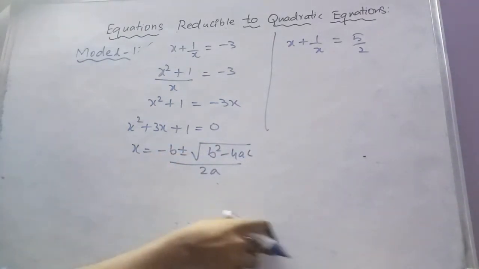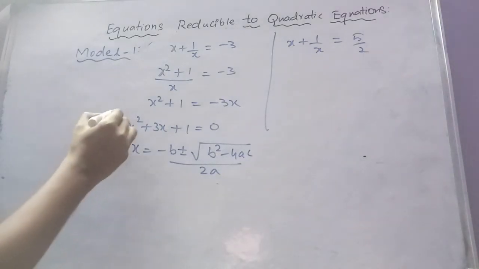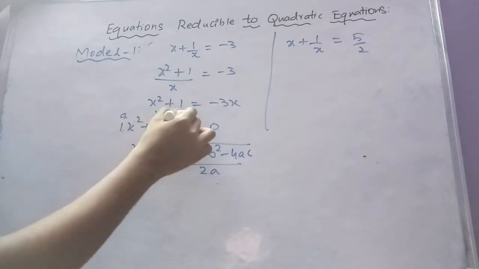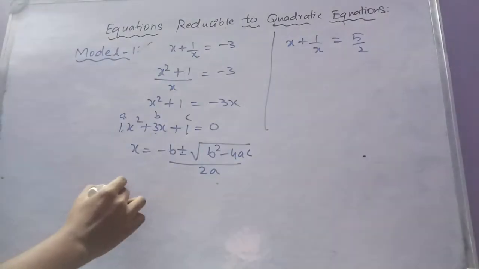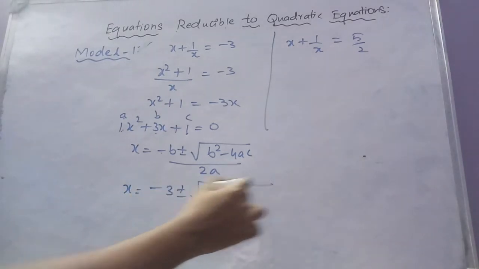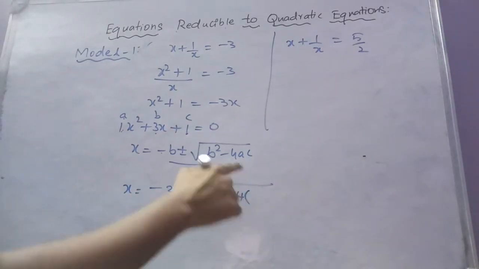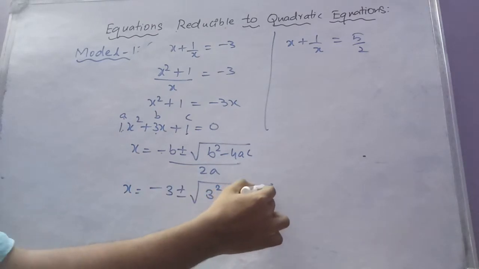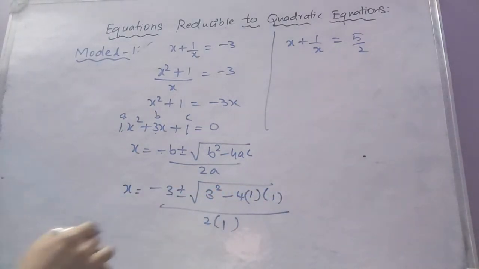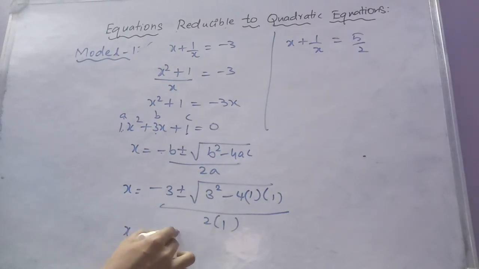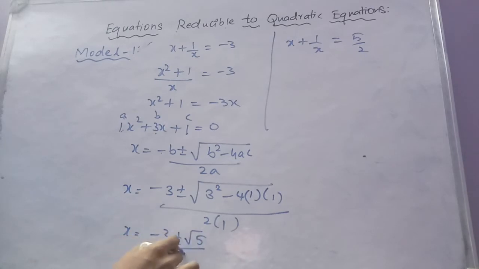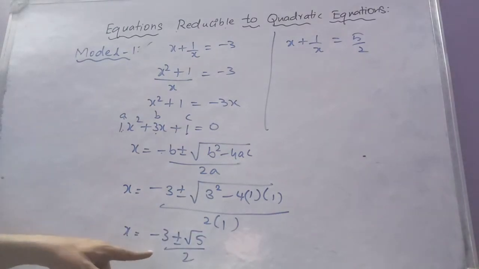So where a is the coefficient of x square, which is 1, b is 3, and c is 1. So substitute here: minus 3 plus or minus root over 3 square minus 4 into a c, a is 1, c is also 1, whole divided by 2 times a, which is 1. So what do we get? X is equal to minus 3 plus or minus, inside this you will get 9 minus 4. That means root 5, whole divided by 2. So I got two values of x here.